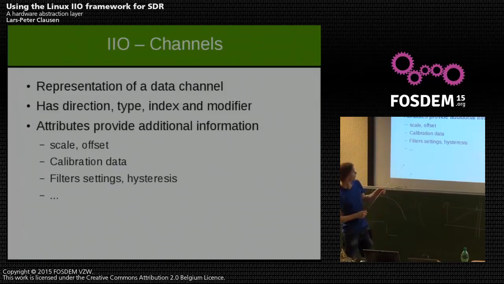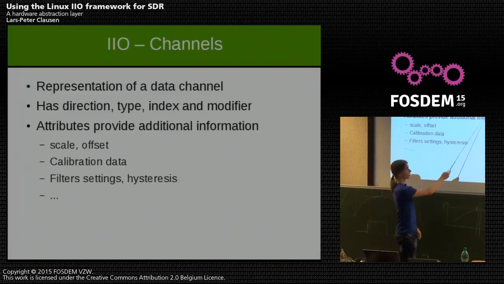And a channel has a direction, either input or output. It has a type, which can be many different things. It can be voltage, it can be acceleration, it can be energy, it can be, as I said earlier, steps, like steps you've walked. In addition, there's an index. If you have multiple channels of the same type, you will want to have an index: channel 0, channel 1, channel 2, and so on.